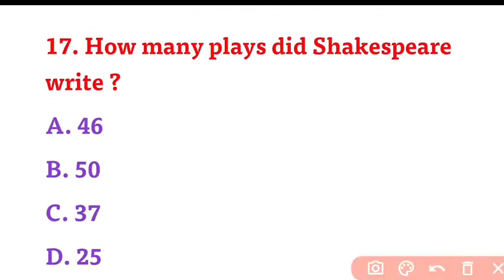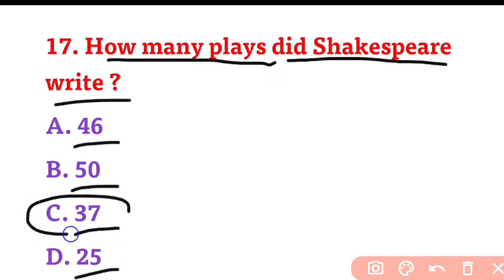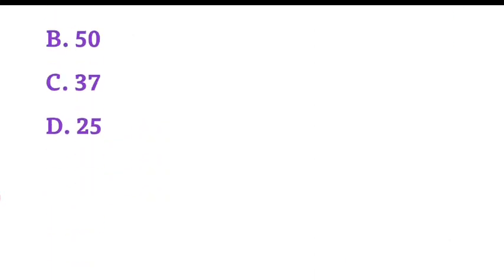Question number 17. How many plays did Shakespeare write? 46, 50, 37, 25. What will be the answer? The answer will be 37. So option C is correct.